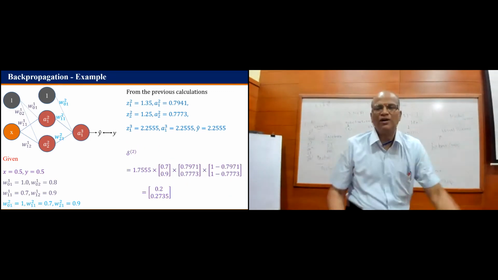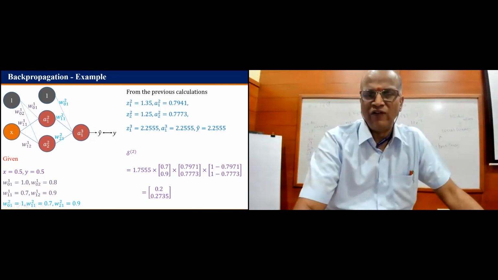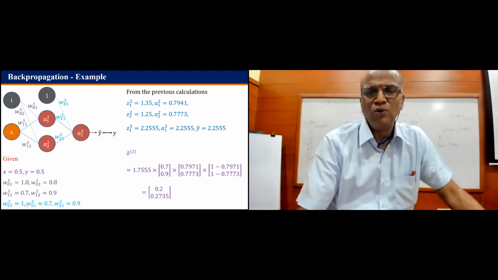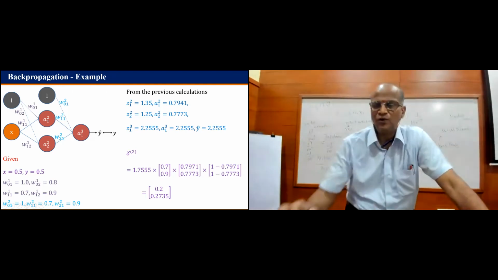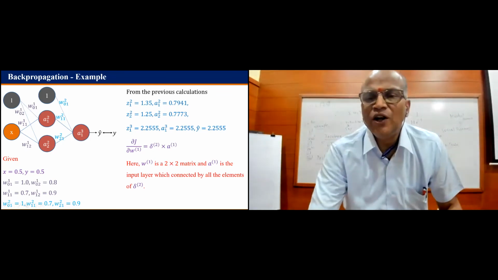Now del 2 is nothing but your error into del 3 into 0.72 and all that math you do, and finally you're getting del 2 is 0.2735. Okay. Now dou J by dou W1 is del 2 into A1.